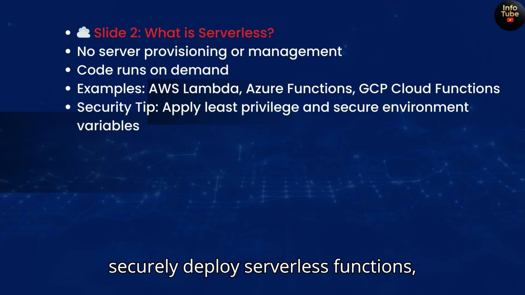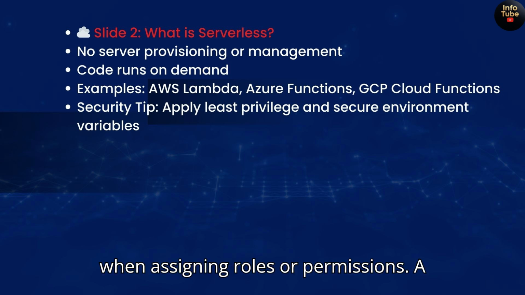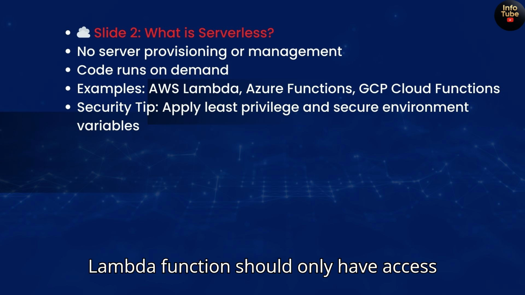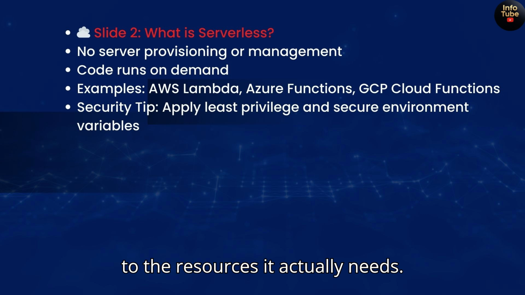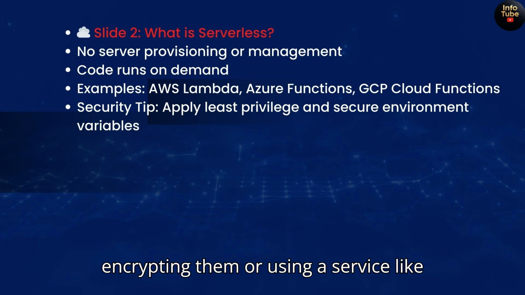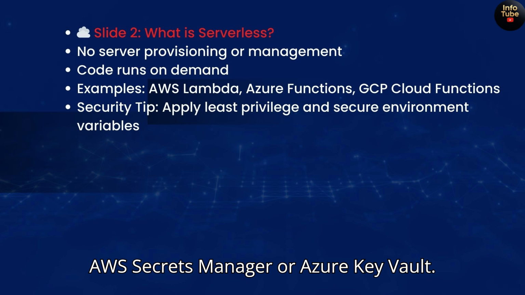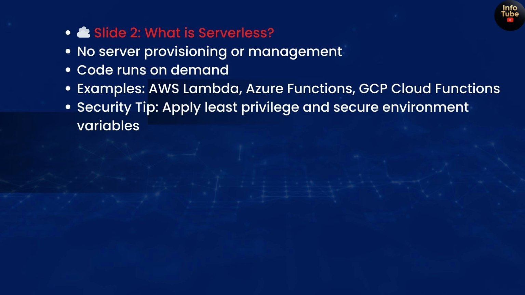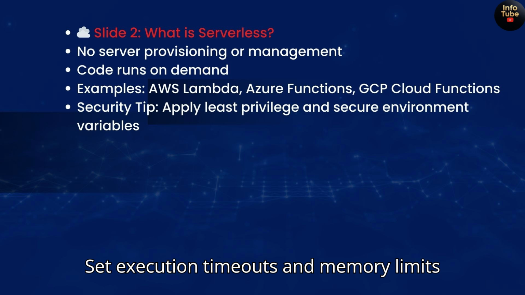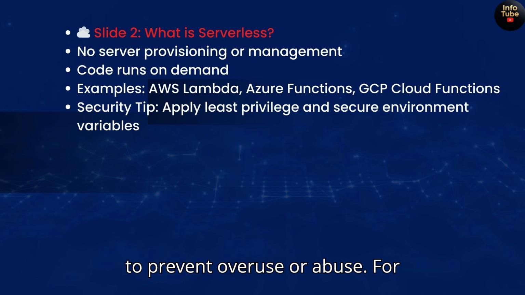To securely deploy serverless functions, apply the principle of least privilege when assigning roles or permissions. A Lambda function should only have access to the resources it actually needs. Protect environment variables by encrypting them or using a service like AWS Secrets Manager or Azure Key Vault. Set execution timeouts and memory limits to prevent overuse or abuse.